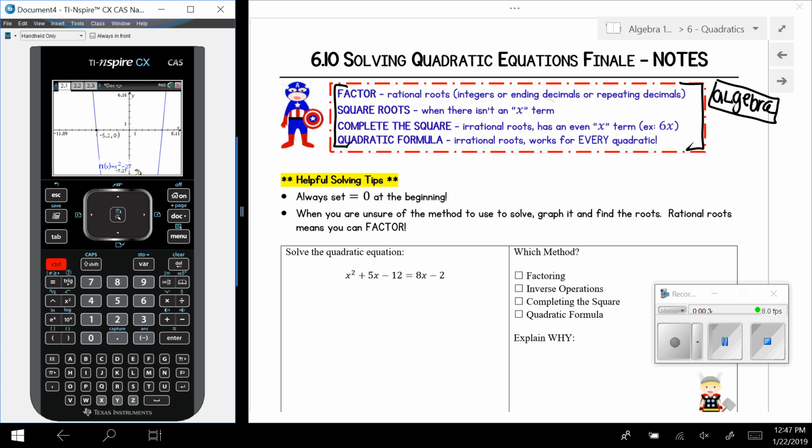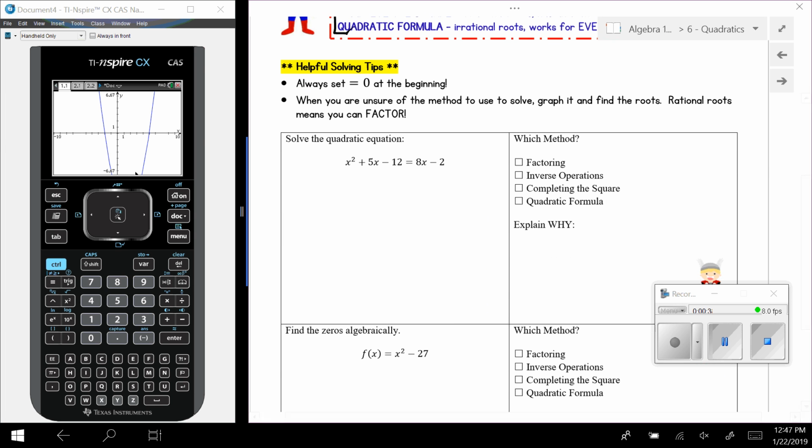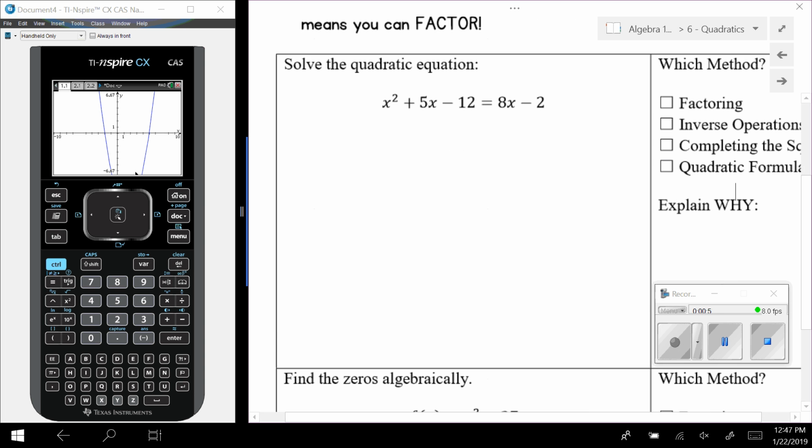Oh, by the way, there are these little hints here. When you're solving a quadratic, you always have to make sure you have it equal to 0. And if you're unsure about the method, we have learned to graph it and look for the roots. If it's got some nice, beautiful roots, that means you can factor it. All right, so without further ado, here is number 1.